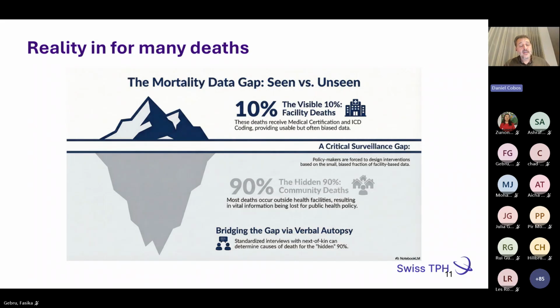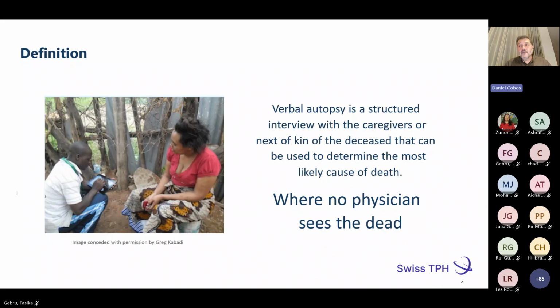If you go to the next. In those situations, we have a method that is called verbal autopsy. There are other methods as well, but this is kind of the more mainstream, let's say, for identifying cause of death in areas where you don't have a doctor. A verbal autopsy was developed around the 70s, and it has been evolving over time.